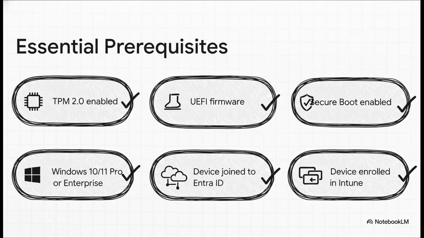First things first, your devices need a TPM 2.0 chip. That's non-negotiable. They also need to be using UEFI firmware with secure boot turned on, and they have to be running either Windows 10 or 11 Pro or Enterprise editions. And of course, the whole thing hinges on them being joined to Entra ID and enrolled in Intune. Seriously, think of this as the foundation for your house. If this isn't solid, the rest just won't work.